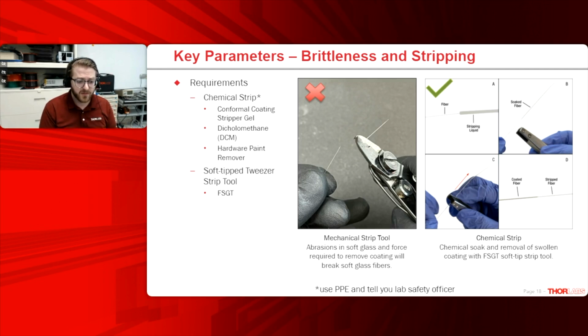One more thing, make sure anytime you're using a chemical strip to use proper personal protective equipment, wear gloves, have a well-ventilated area, and also let your lab safety officer know what chemicals you're bringing in. A lot of these chemicals are known to the state of California to be harmful, so always put safety first.